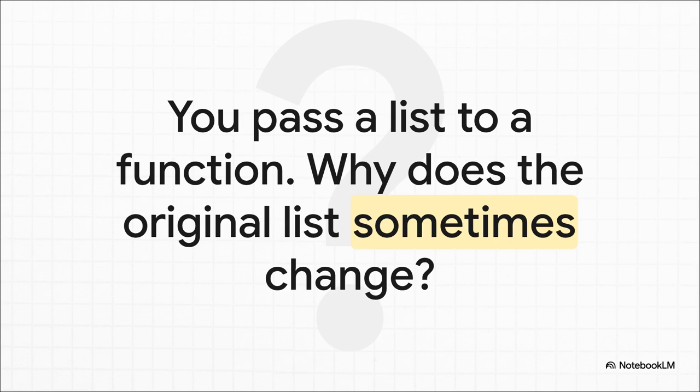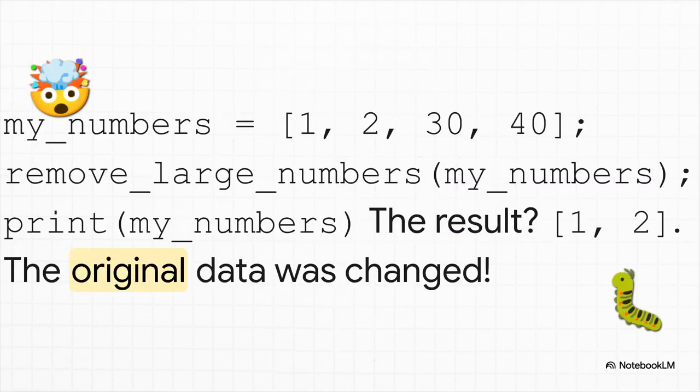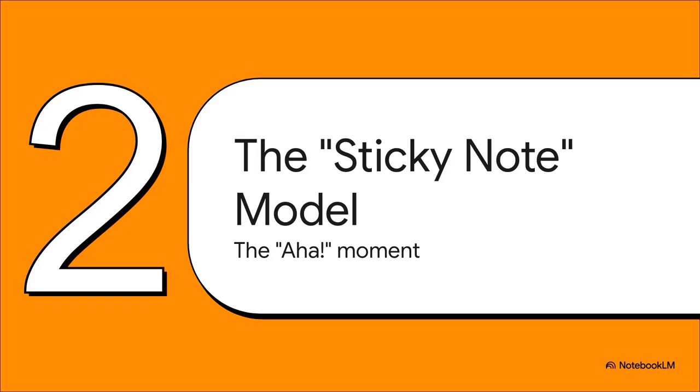Why does that happen? Okay, check out this code. It's a perfect example. We've got a list, my_numbers, we pass it to a function that's supposed to remove the big numbers. But, and here's the kicker, when we print my_numbers after calling the function, the original list itself has been permanently changed. This is called a side effect, and if you're not expecting it, it can cause some really sneaky, hard-to-find bugs. So how do we solve this thing?